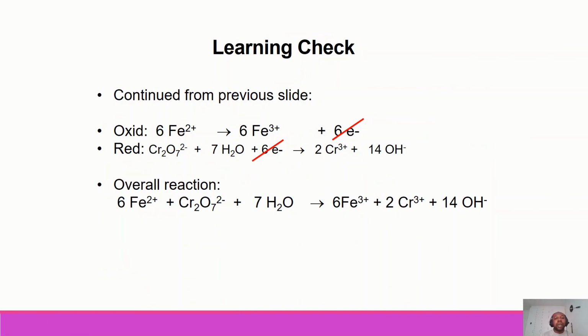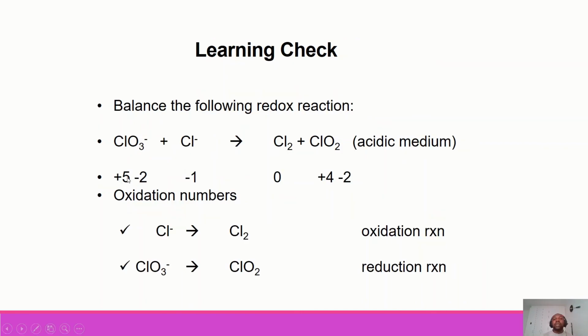So we can now say, okay, overall, if we want to write them together. Now, this is why I said we should use 6 coefficient the other time, so that if we equate the 2 of them together, then we can cross out 6 electrons. We cross out 6 electrons here, so that we have the left side, we write them together. Then we have the right side, we write them together. So we're going to have 6 Fe3+ plus 2 Cr3+, then we have plus 14 OH. So that is it. Let's do this learning check quickly.